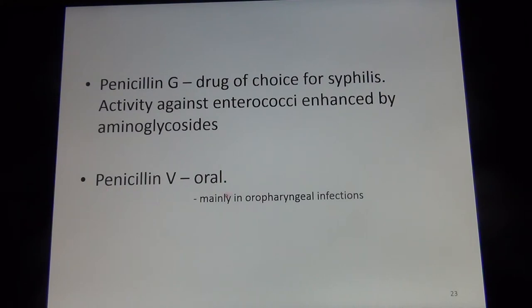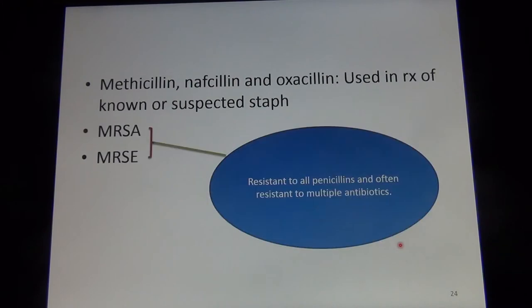And penicillin V is oral, it's given orally, and it's mainly given for oropharyngeal infections, meaning infections in the mouth and also the pharynx. So methicillin, nafcillin and oxacillin are used in treatment of known or suspected staphylococcal infection.